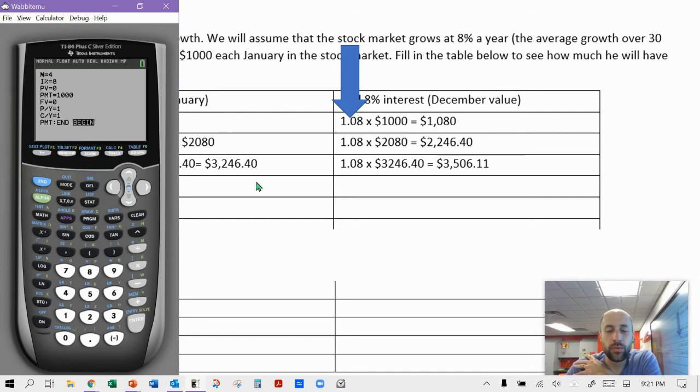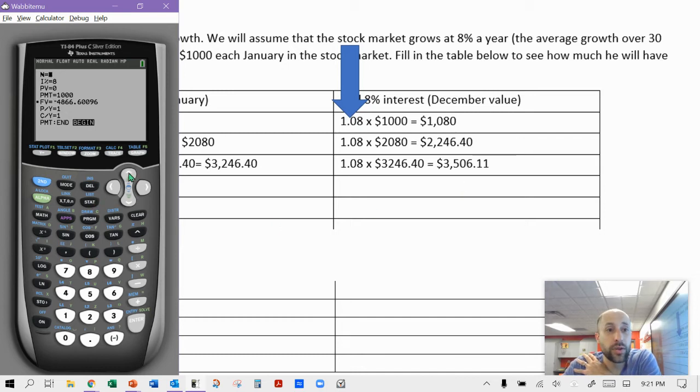If you filled in the value here for year 4, the value you should have gotten is right here, at the end of year 4. This value right here, $4,866.60, would be the end of year 4, the December value of year 4.